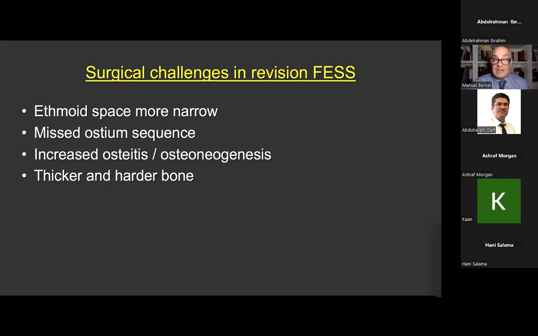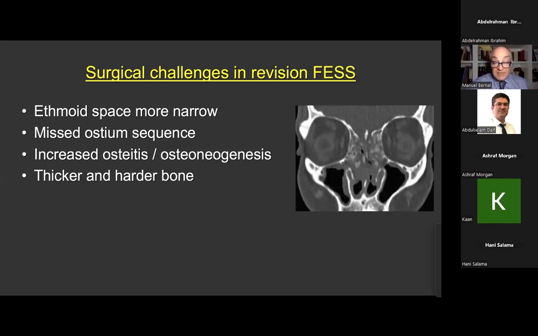And you really need force to open smaller cells in the posterior ethmoid that have never been opened. Then you notice that the bone is pretty thick and hard. This could be a situation where you see osteoneogenesis in the anterior and posterior ethmoid. This can be a very tricky situation and very difficult to deal with during the surgery.